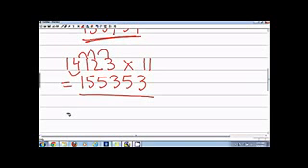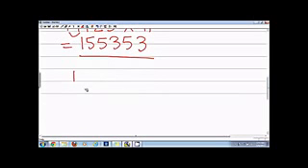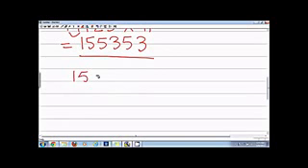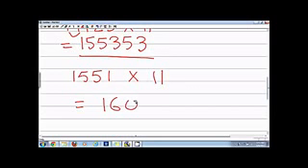For example, now I have 1, 5, 5, 1 and I want to multiply it by 11. In this case what I'll have is 1, and then 1 plus 5 is 6, and then 5 plus 5 is 10. So if I do 10, then I have to write 1 here, and then 5 plus 1 is 6, and then 1. So the answer will be 17061. Am I correct or not?